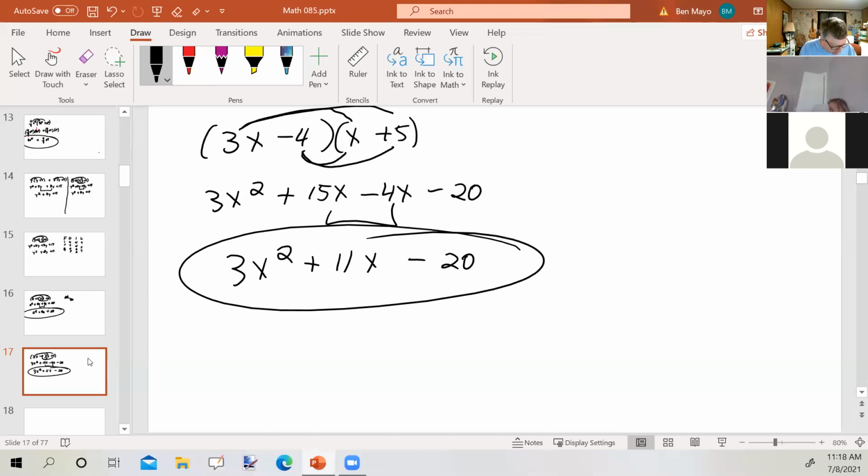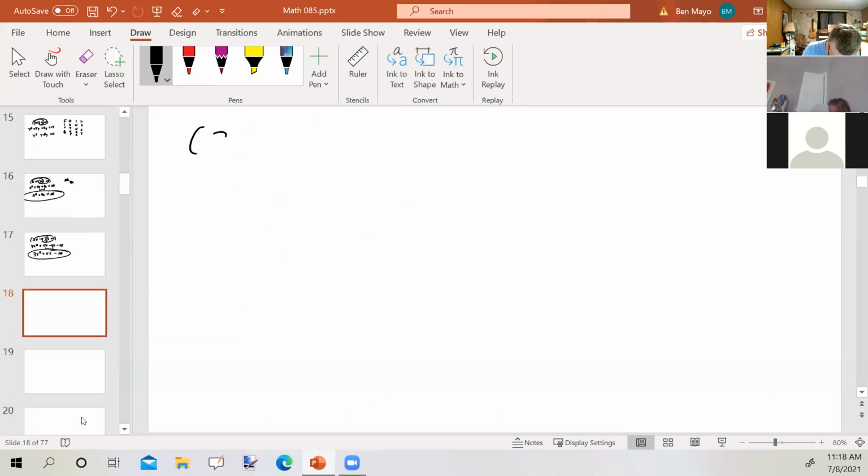Okay, let's take a look at one involving decimals. If I need to slow down, if you're not getting everything written down quickly enough, tell me. I'm happy to slow down. I'm not in a hurry. I'm not going anywhere.